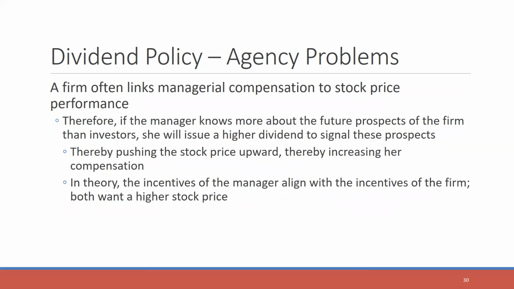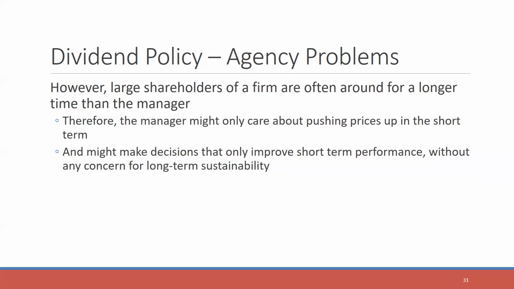A firm often links managerial compensation to stock price performance. Therefore, if the manager knows more about future prospects of the firm than investors, she will issue a higher dividend to signal those prospects, thereby pushing the stock price upward and increasing her compensation. In theory, the incentives of the managers align with the incentives of the firm, who both want a higher stock price. However, if you're a large shareholder of a firm, you're going to be around for a much longer time than the manager. Therefore, the manager might only care about pushing up prices in the short term and make decisions that only improve short-term performance without long-term sustainability.